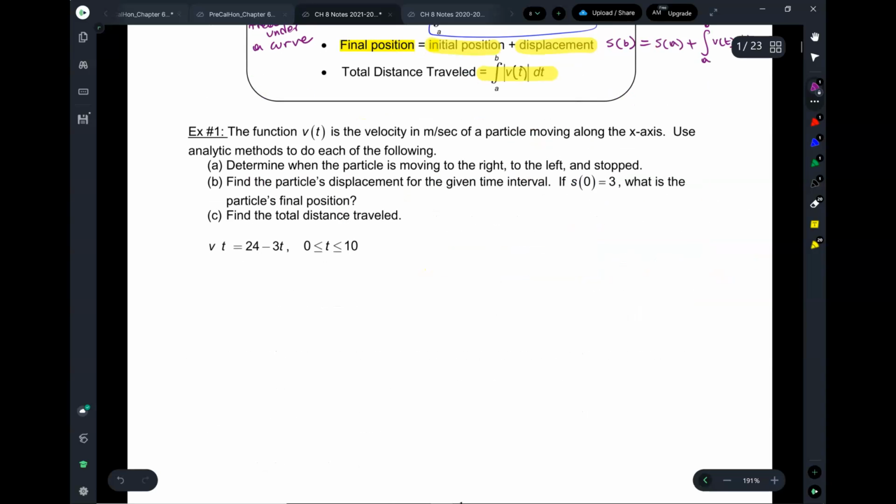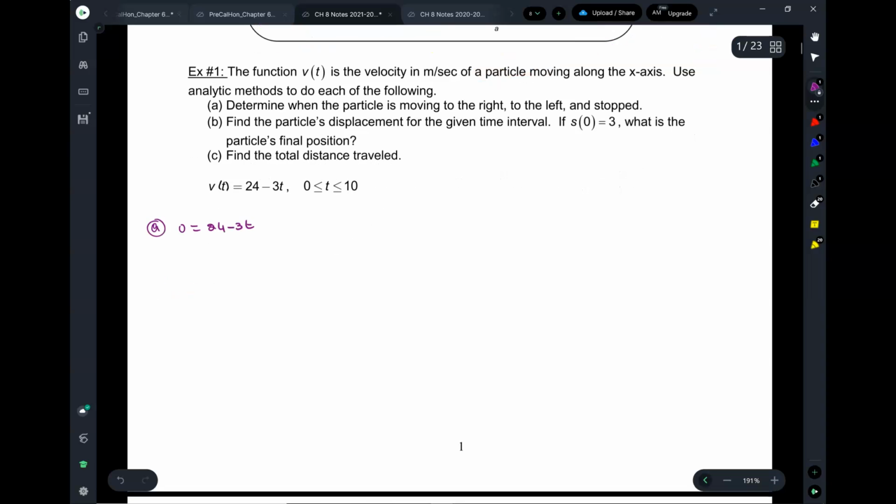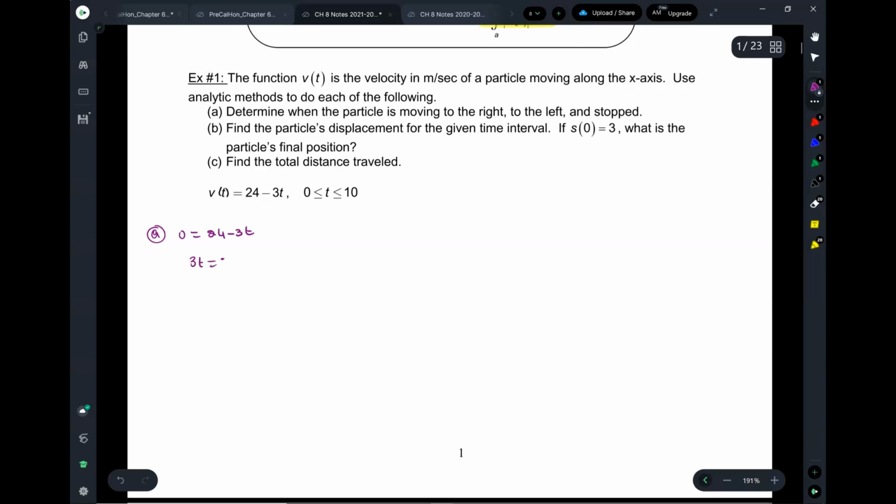Now, take a look here. The function v of t is the velocity in meters per second of a particle moving along the x-axis. Use analytic methods to do each of the following. Determine when the particle is moving to the right, to the left, and stopped. So we want to know when it's moving to the left, to the right, and when it stops. Let's first set the velocity equal to 0. So 3t is 24, t is equal to 8.